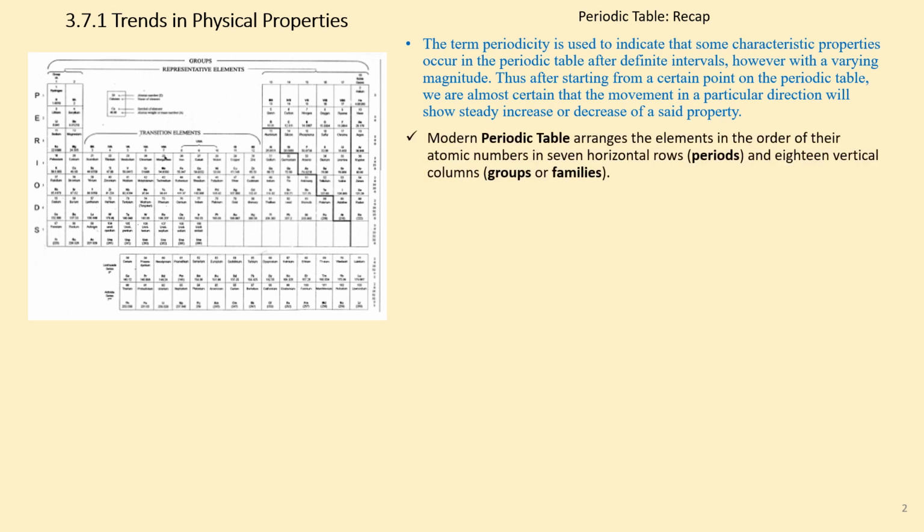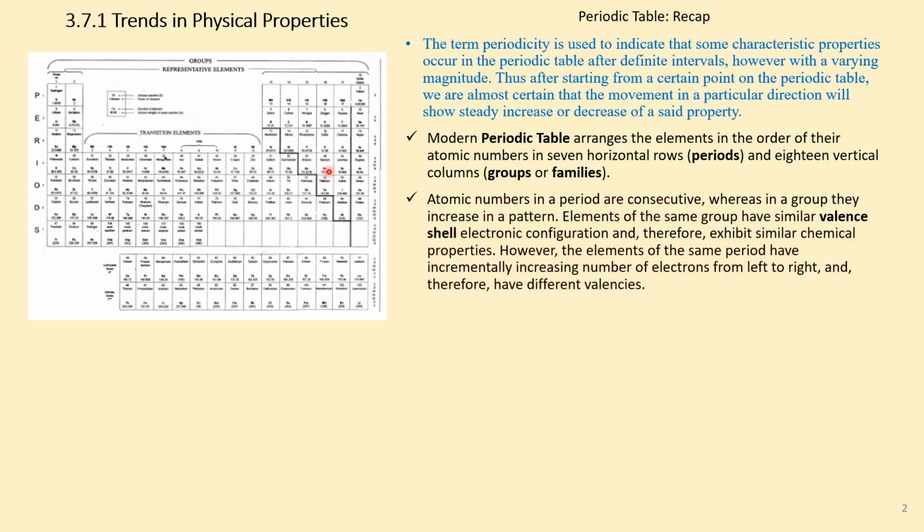The modern periodic table arranges the elements in the order of their atomic numbers in 7 horizontal rows called periods. These are periods, 7 horizontal rows which are called periods, and 18 vertical columns. These are columns. There are columns 1, 2, 3 up to 18, vertical columns called groups or families.